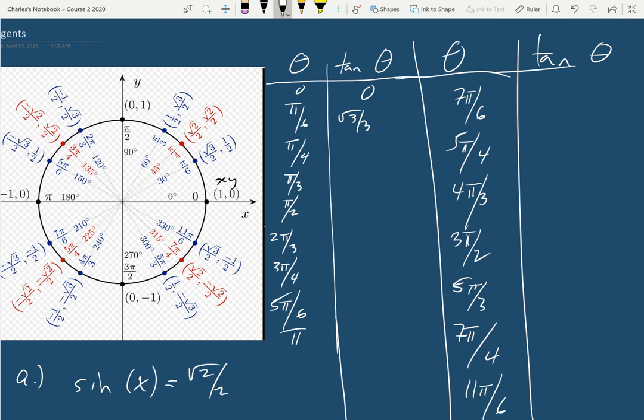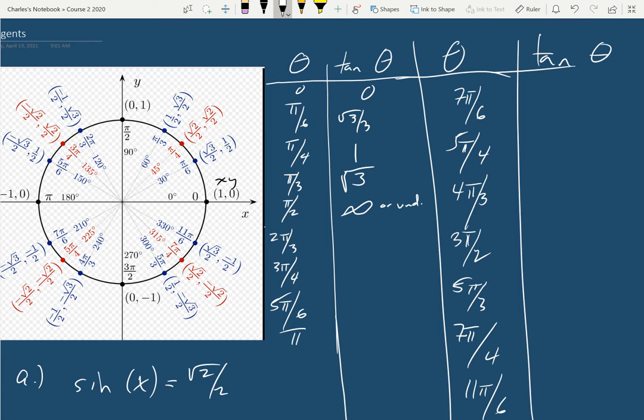For pi over 4, you should notice that these two are the same number. Anytime you divide something by itself, you get 1. When you do pi over 3, you're going to end up with root 3 over 2 over 1 over 2. I'll let you pause this now and simplify that. And when you're ready, the answer you should get is root 3. Okay, when you get pi over 2, you get 1 over 0, which is infinity or undefined.